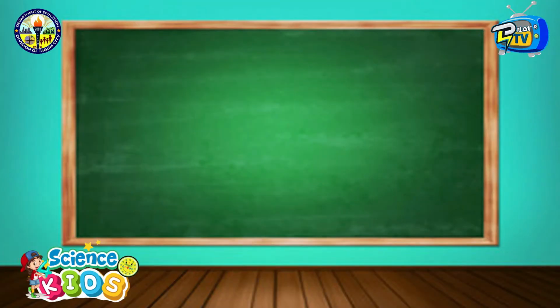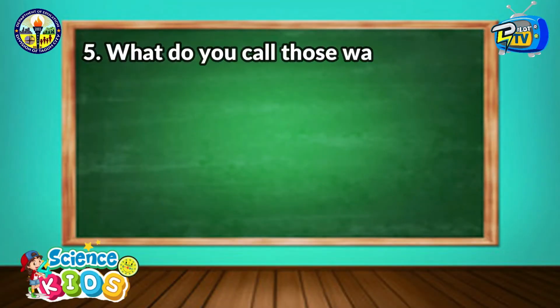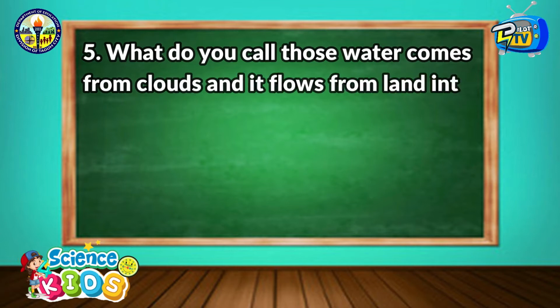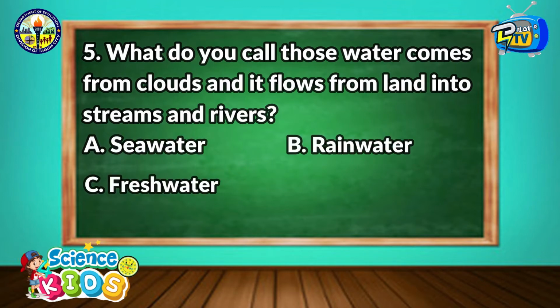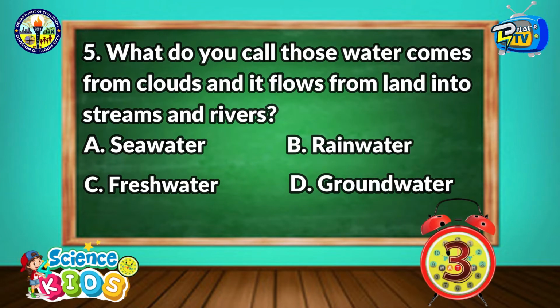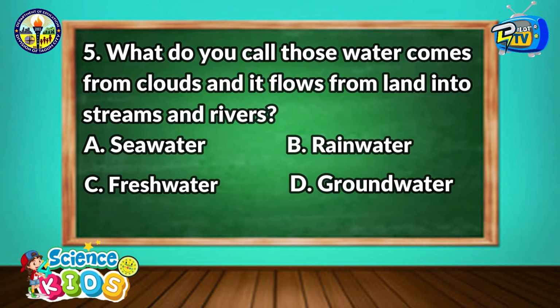Number 5. What do you call the water that comes from the clouds and flows from land into streams and rivers? A. Seawater, B. Rainwater, C. Freshwater, or D. Groundwater? Timer starts now. Time is up. What is your answer? Excellent! It's letter B, rainwater.